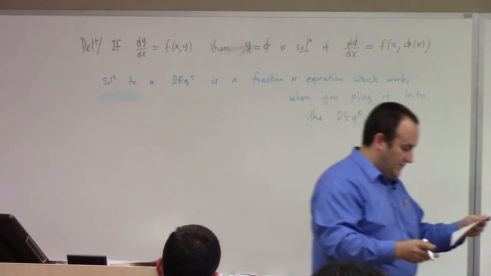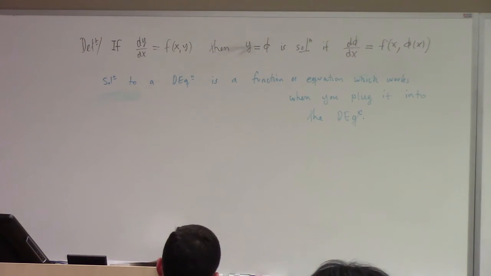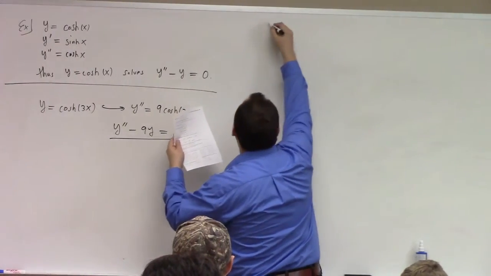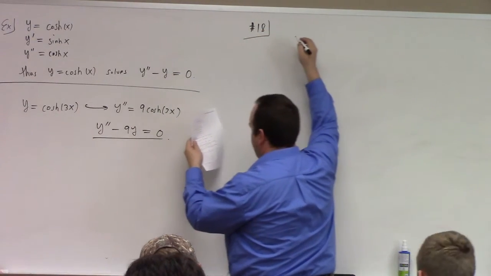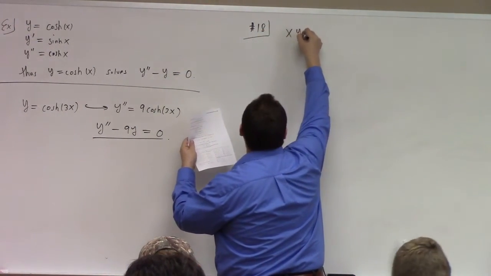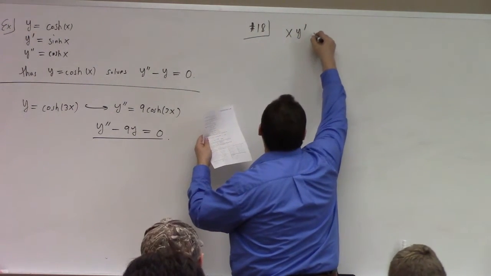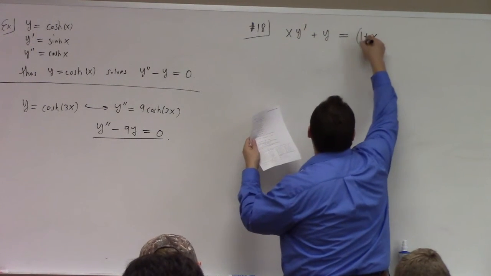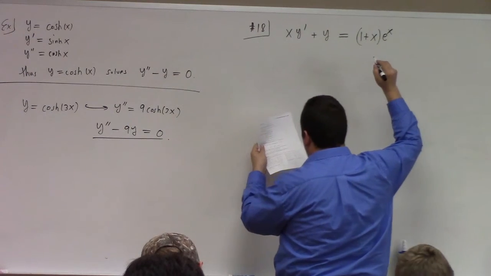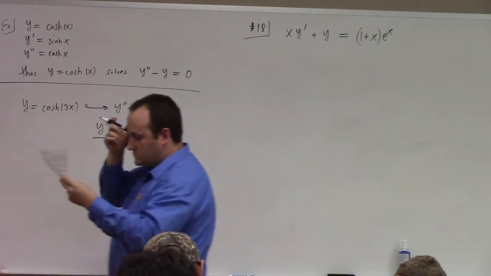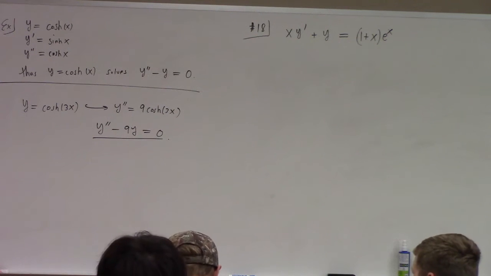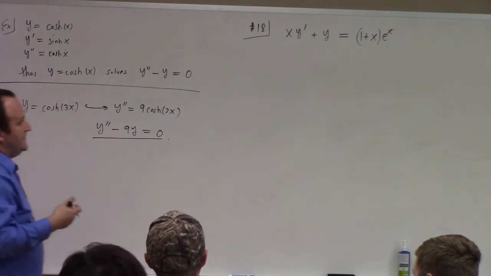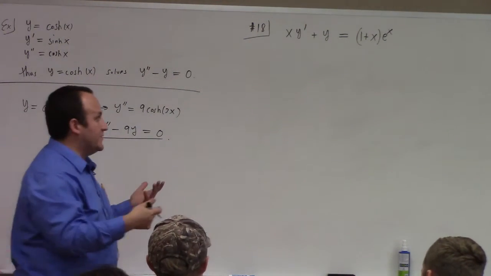Let's try number 18. That one looks kind of tough. So here we have x y prime plus y equals 1 plus x times e to the x. We'd like to solve this. All right? Okay, so this is not in standard form yet. All right, what's standard form?